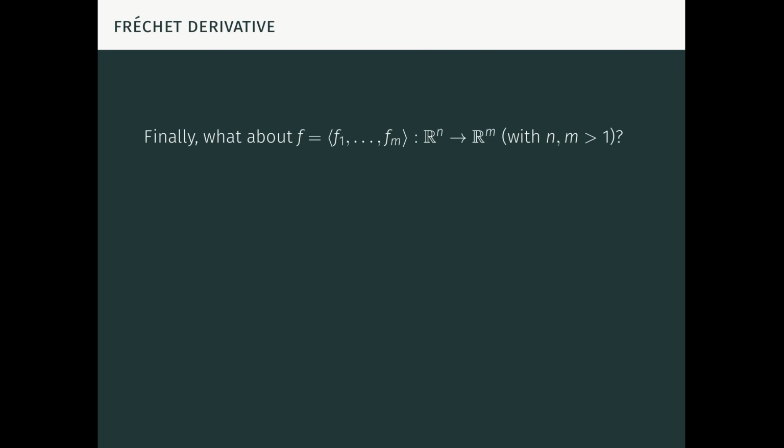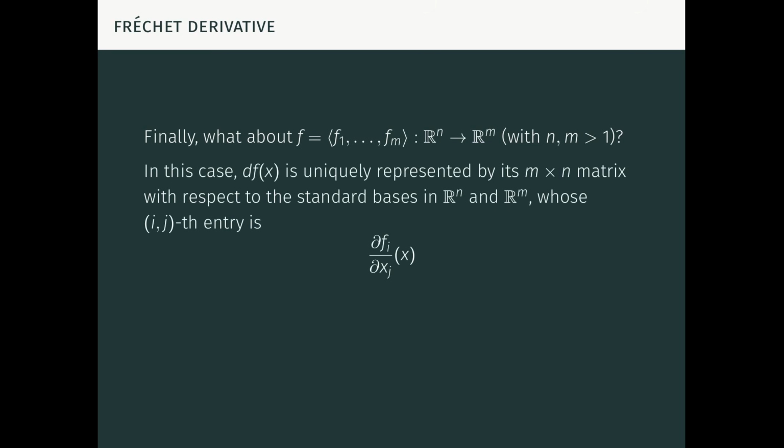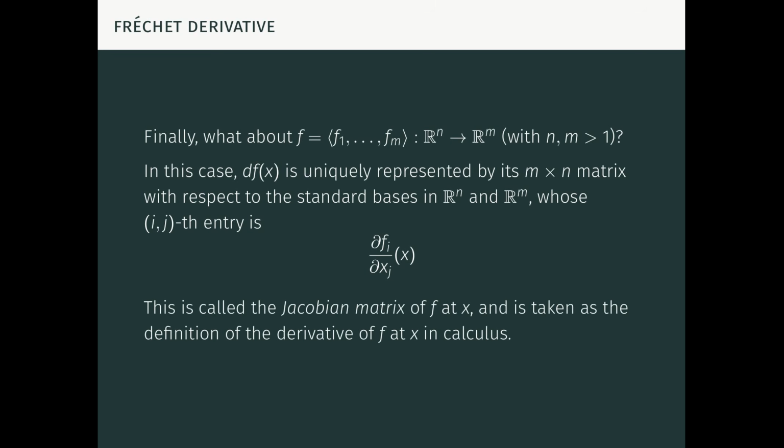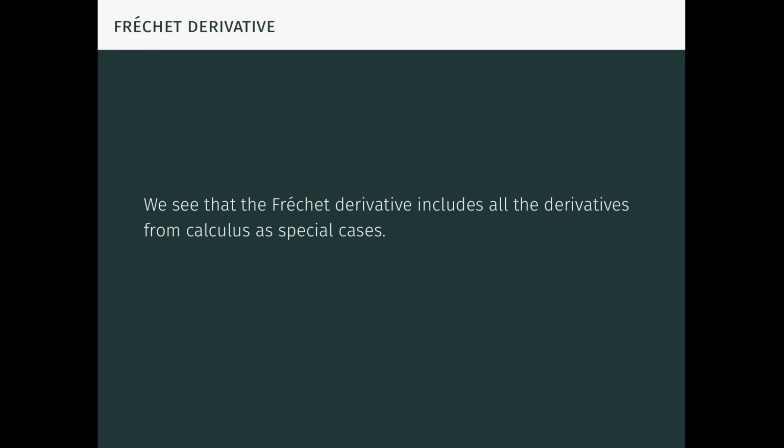Finally, what about a function f from R^n to R^m, where both n and m are greater than 1? In this case, df at x, like any linear transformation from R^n to R^m, is uniquely represented by its m by n matrix with respect to the standard bases in R^n and R^m. In this case, the ijth entry of the matrix is the partial of the component function f_i with respect to the variable x_j, evaluated at x. This is called the Jacobian matrix of f at x, and is taken as the definition of the derivative of f at x in calculus. So we see that the Frechet derivative includes all the familiar derivatives from calculus as special cases. But it's also far more general.